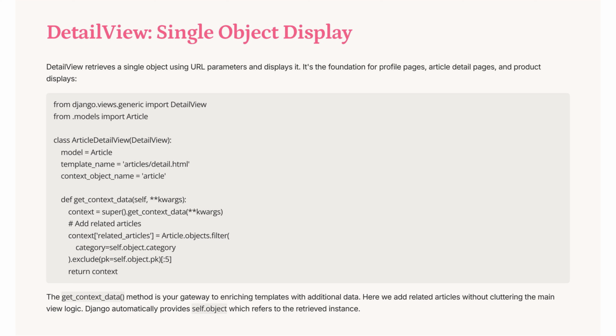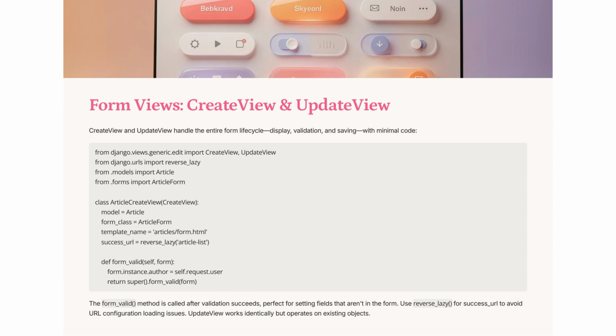DetailView is essential for displaying single objects like profiles or articles. It uses URL parameters to fetch the object and enriches templates with additional data through get_context_data. For instance, related articles can be added by filtering the same category, enhancing user engagement without complicating the main view logic.